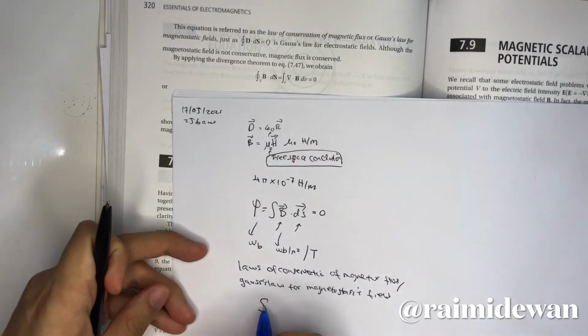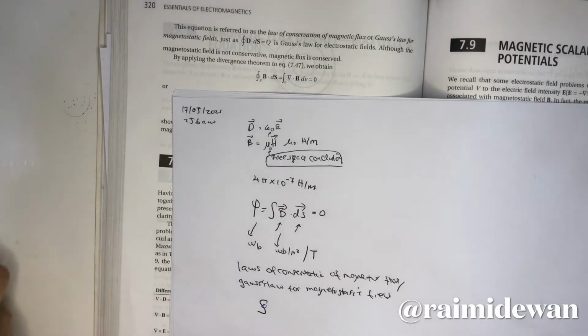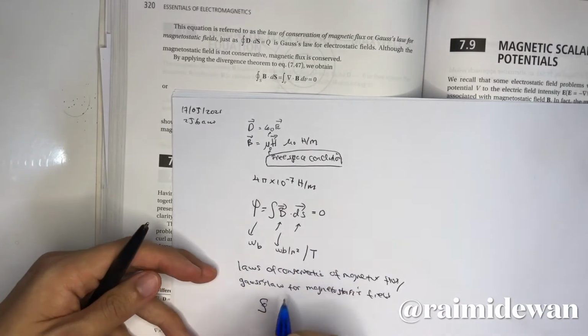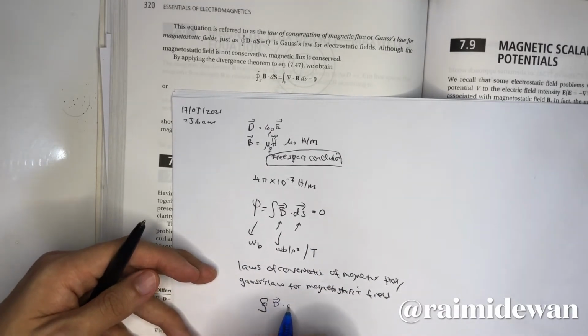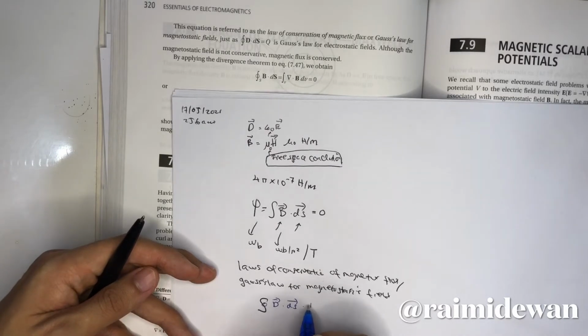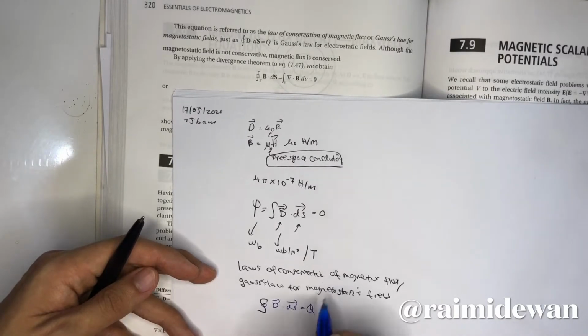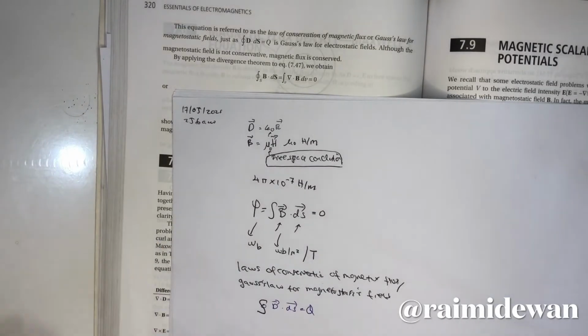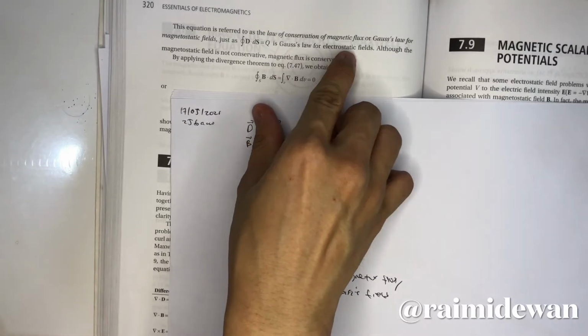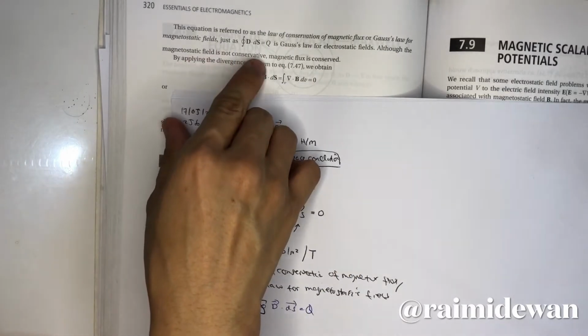Then we have the closed surface integral of D dot dS. This one you learned before, this is for Gauss's law for electrostatic fields. So we try to apply the same. You can see Gauss's law for electrostatic, although the magnetic field is not conservative.